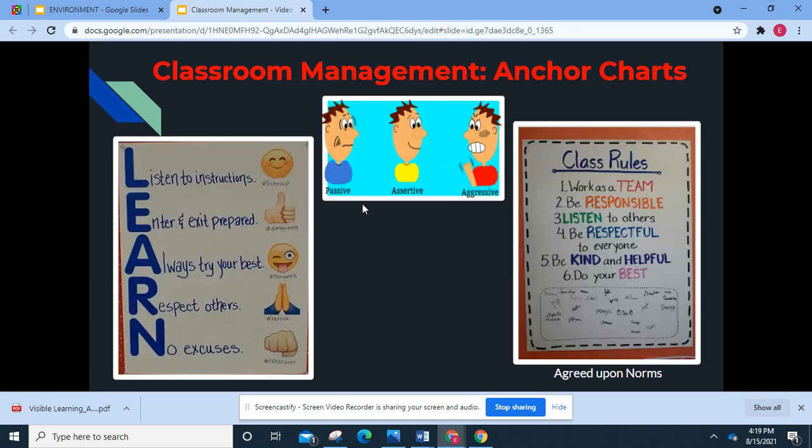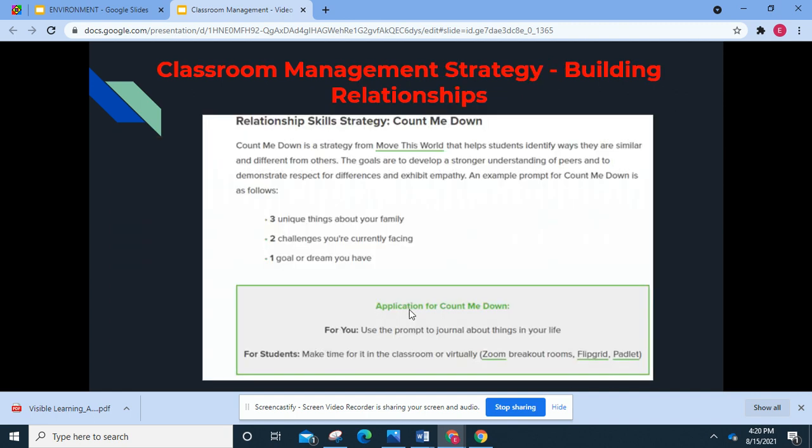We know that in any classroom we can have passive, assertive, and aggressive students. So not only is it important to communicate verbally what our expectations are, but it's also helpful to have anchor charts, which serve as a written and a visual means of communication so students understand what the expectations are.